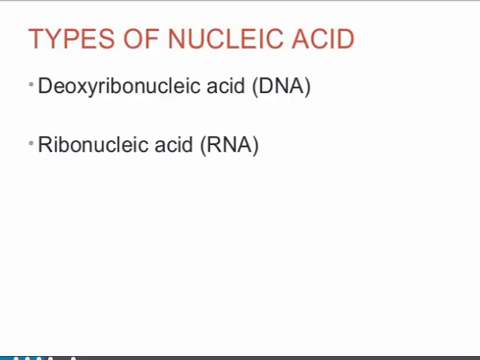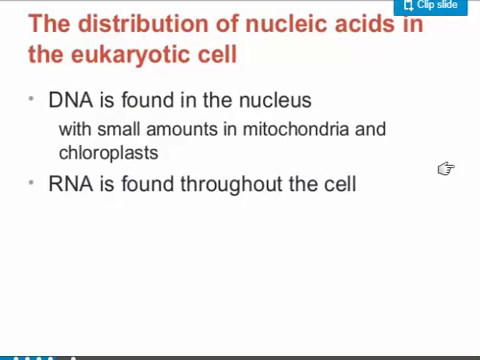So we're going to start. We have 2 types of nucleic acids: the deoxyribonucleic acid and the ribonucleic acid. Of course, the most famous is the deoxyribonucleic acid, also known as DNA. Of course, you know that the DNA is found in the nucleus and sometimes in the mitochondria and the chloroplasts. The RNA is found throughout the cells.